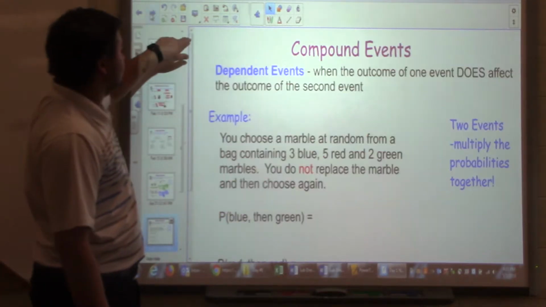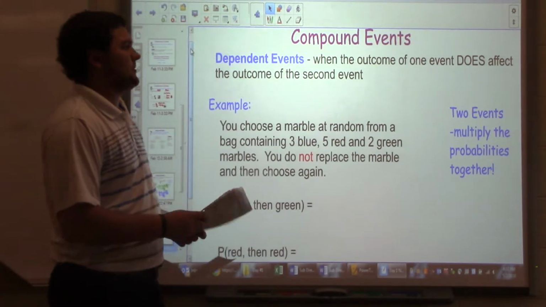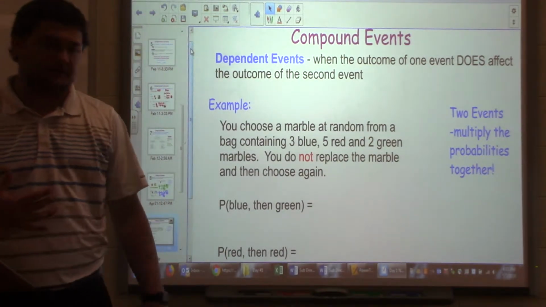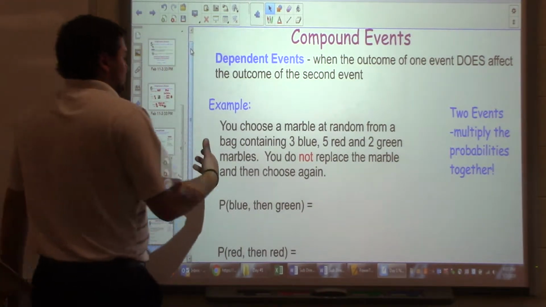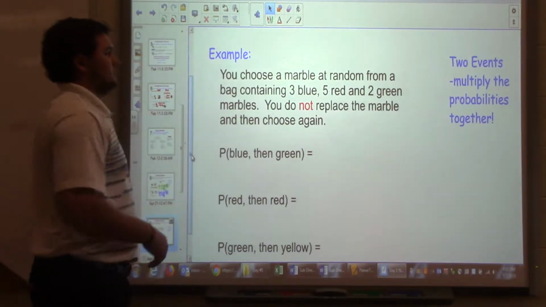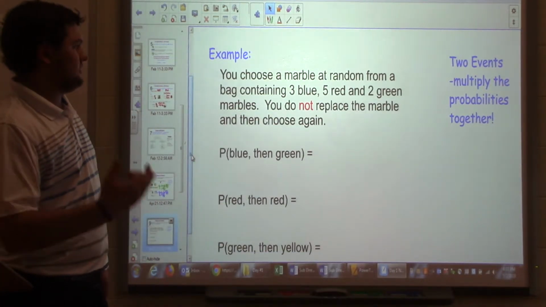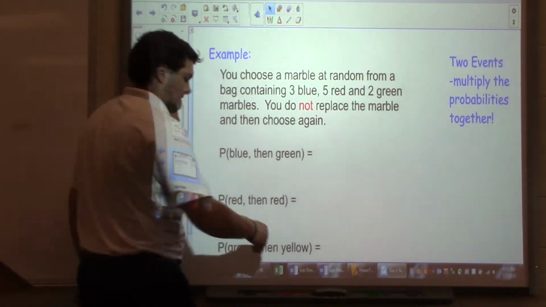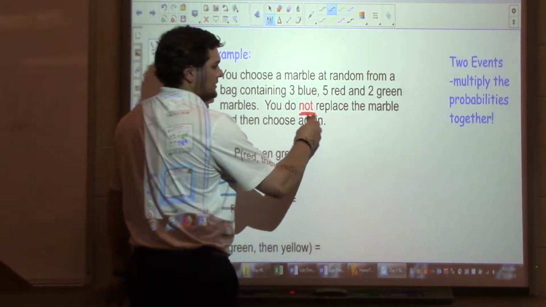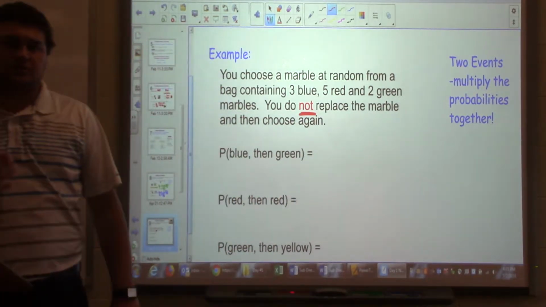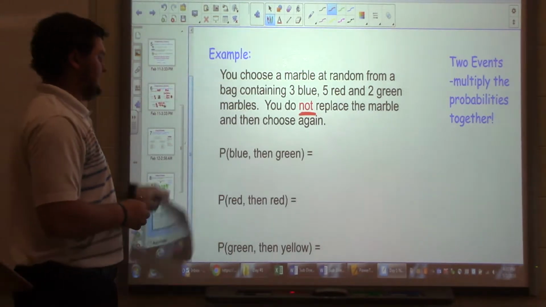Now some dependent events. Dependent events, when the outcome of one event does affect the other event. So, an example, we choose a marble at random from a bag containing 3 blue, 5 red, and 2 green marbles. We do not, I repeat, do not replace the marble before we choose again. That makes it a dependent event.